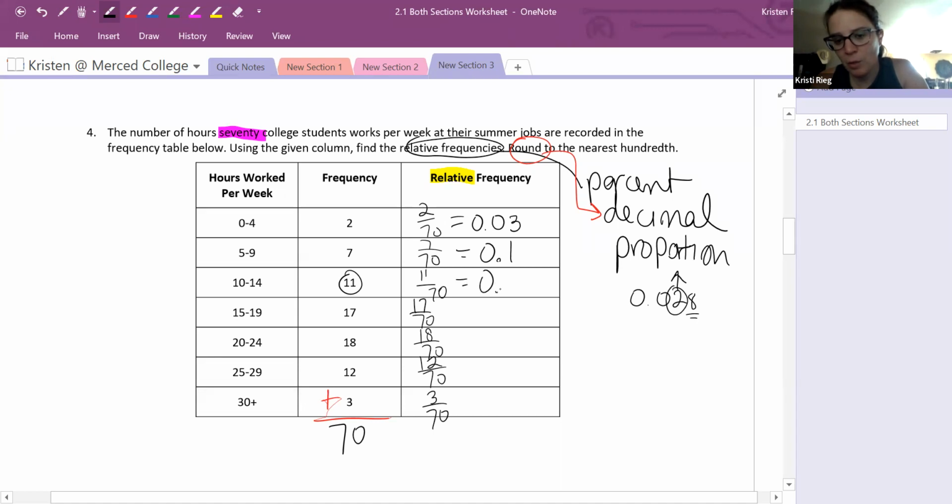So this is 0.16. Again, it was a little more complicated in my calculator, but the 7 is telling the 5 to go up. So that's where the 6 came from. 17 out of 70, 0.24. 18 out of 70, 0.26. I'm rounding all of these.